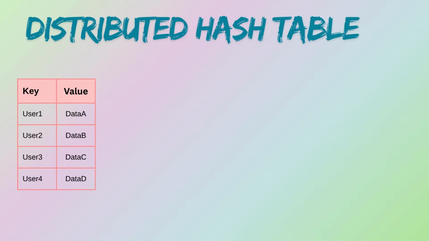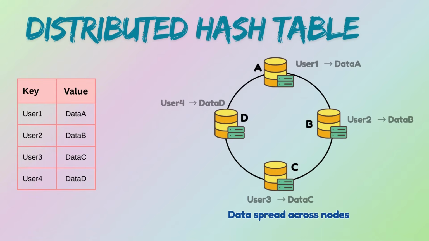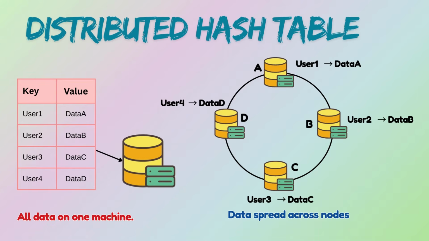That is where distributed hash tables come in. They solve this exact problem. A distributed hash table or DHT is like a hash map spread across a cluster of machines. Instead of keeping everything in one table, it uses consistent hashing to decide which node owns which keys.